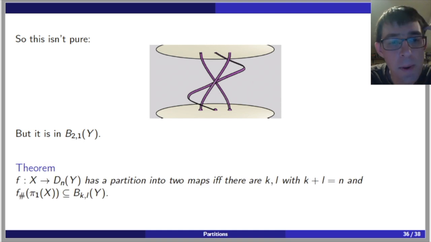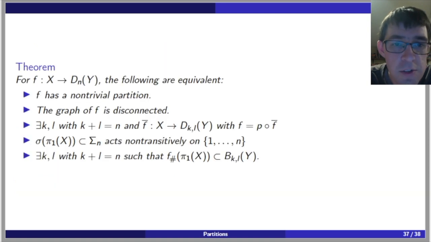And my theorem about partitions is this: F has a partition in two maps if and only if you can break N into two pieces like that, so that the images of all the loops all lie in this mixed braid group, BKL of Y. All right. And I think that'll just about do it. Here's a little summary of the four parts.